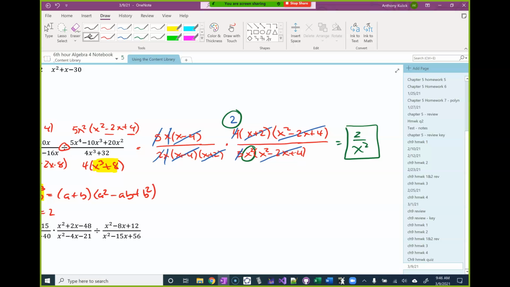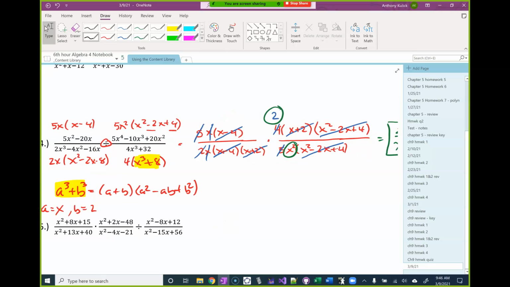Joe? Okay, so the formula that you have at the bottom, we only use that when it's something similar to x to the third plus 8, correct? Yes. So if it was x squared plus 8, we wouldn't use that. No dice. That thing is just not factorable at all, x squared plus 8. Right, right. Okay. Good.